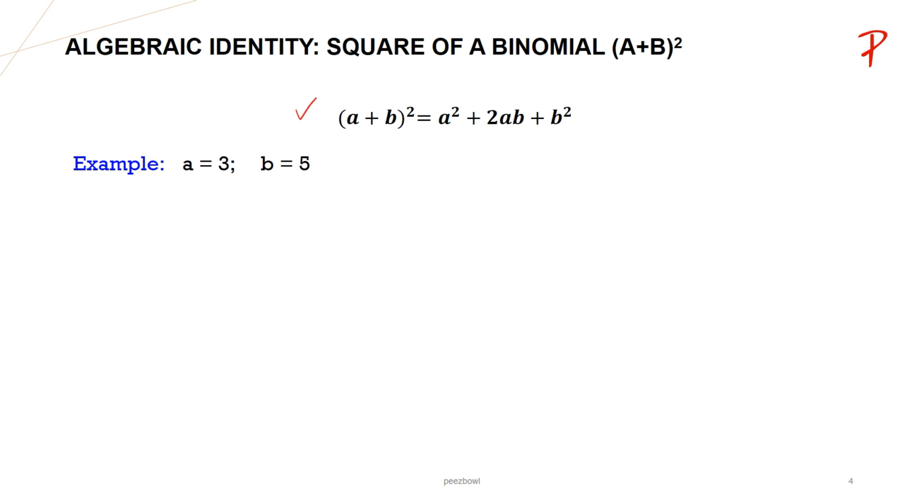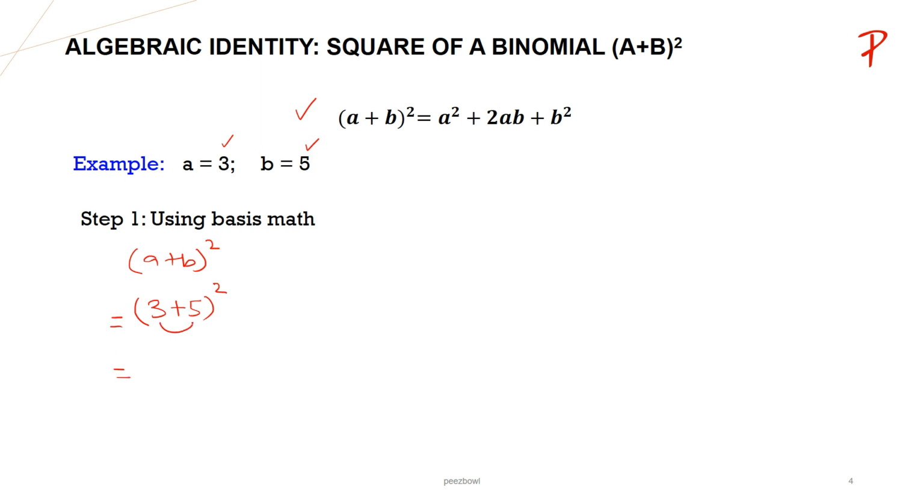This is the formula we have: (a + b) whole square is equal to a square plus 2ab plus b square. Now let us say in the place of a we take 3 and for b we take 5. So first, using basic mathematics, (a + b) whole square: for a, I will write (3 + 5) whole square, and 3 plus 5 is 8, so 8 to the power 2. This is nothing but 8 multiplied by 8, that is 64.